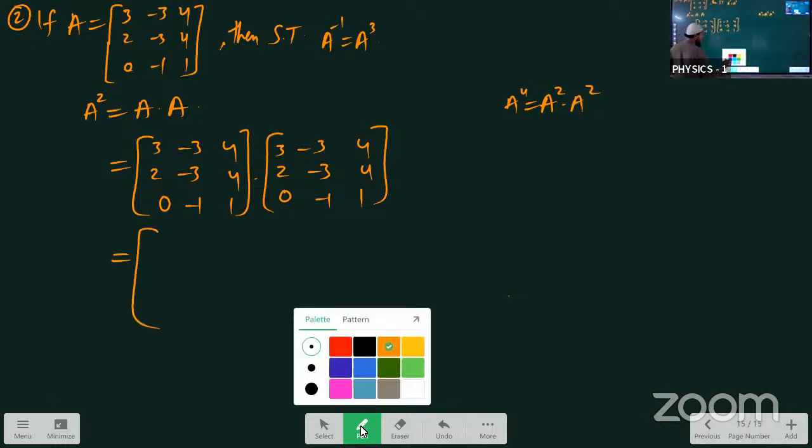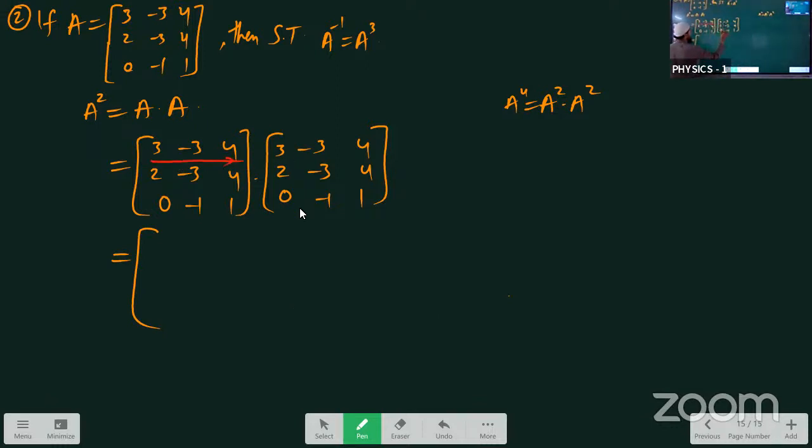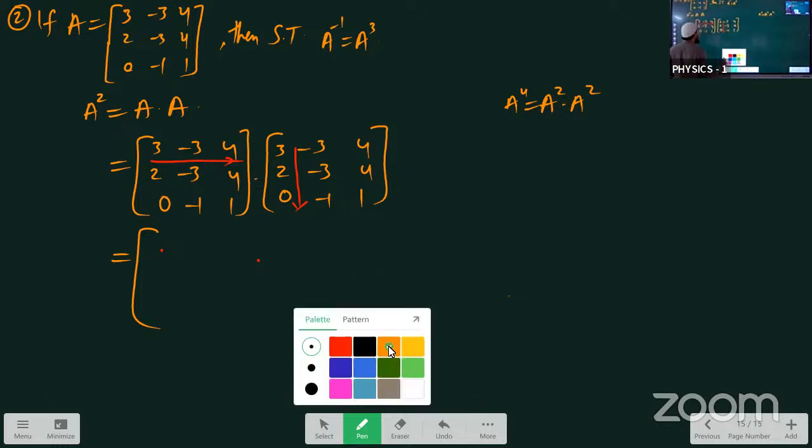How do we multiply? Matrix multiplication. The procedure I said: this row, this column, correspondingly, one element will come here. In the same way, first row, second column, the second element will come here. First row, third column, this element will come. In the same way, you go on finding everything. Okay. So can I write directly here?